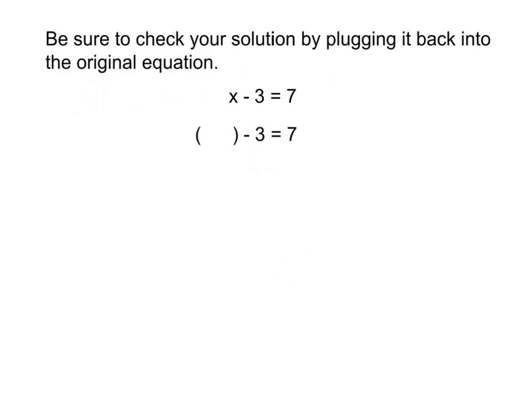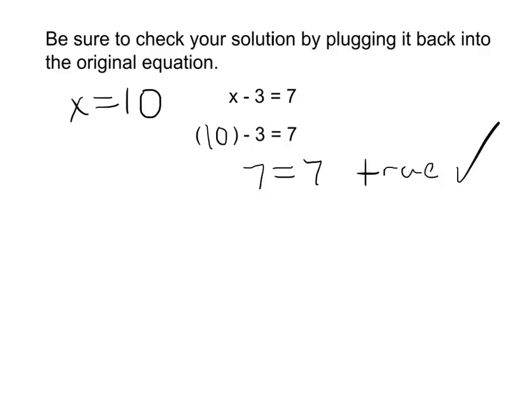Now it's important to be sure to check your solution by plugging it back into the original equation. And we said that x equaled 10. So if we have x minus 3 equals 7, instead of x, we plug in the 10. We get an equation 10 minus 3. Does 10 minus 3 equal 7? Yes, it does. So this is true. So our solution worked.